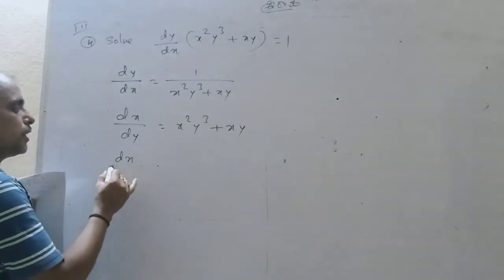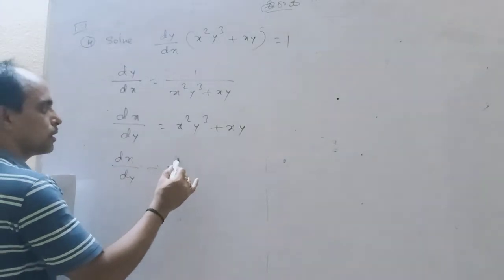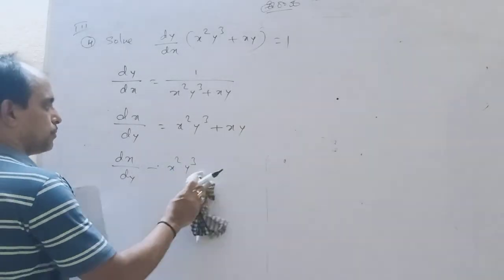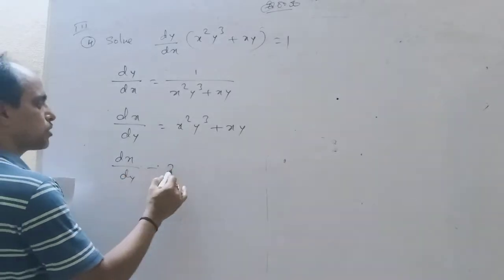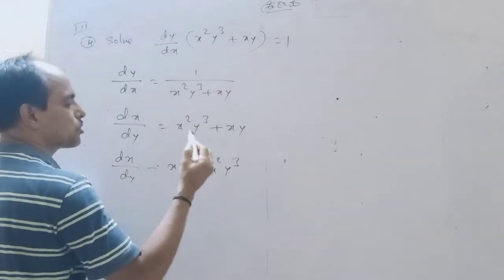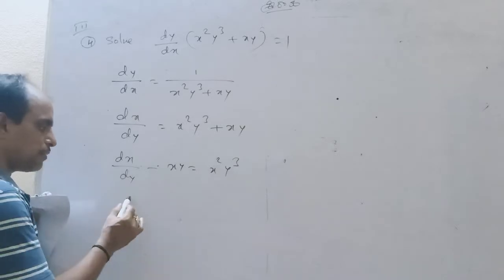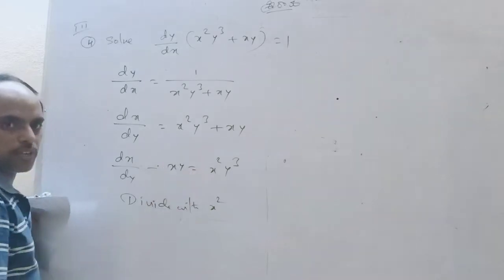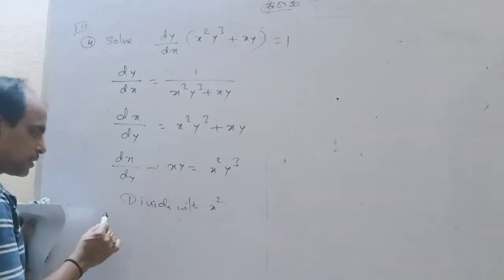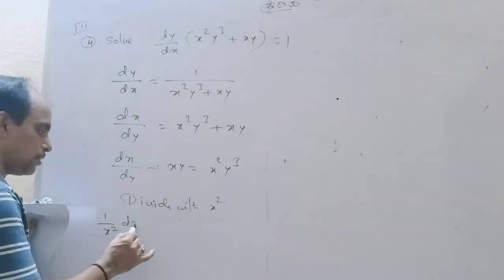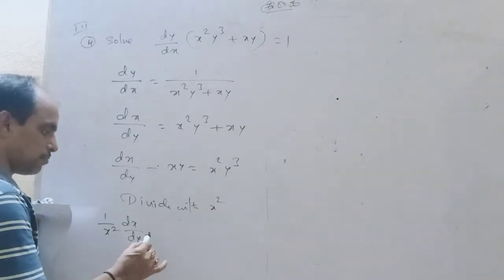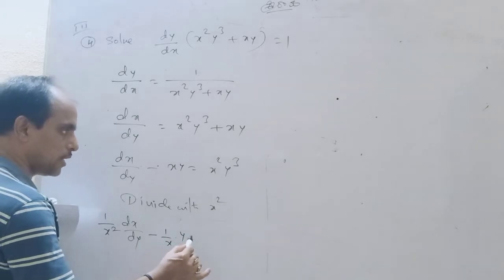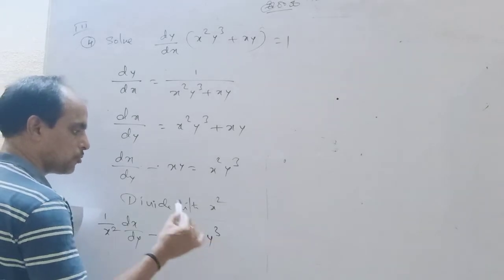That is dx/dy minus xy is equal to x^2 y^3. Now you divide with x^2. Divide with x^2. Then what happens here? 1/x^2 into dx/dy minus 1/x into y is equal to y^3.